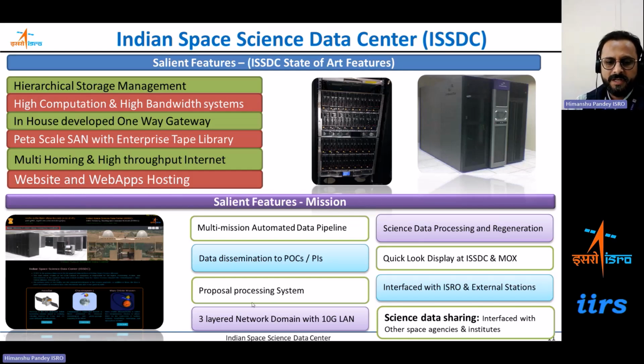Then the proposed processing system. There are various missions like AstroSat, XPoSat, and ExoSat. These are science community driven missions. For that, the data center has already developed a proposal for the system, and any of the users can submit their proposals, which will be reviewed by the committee and then accepted. Then the interface with the stations and the layers with the different management, and finally the data sharing interface with the acquisition stages.